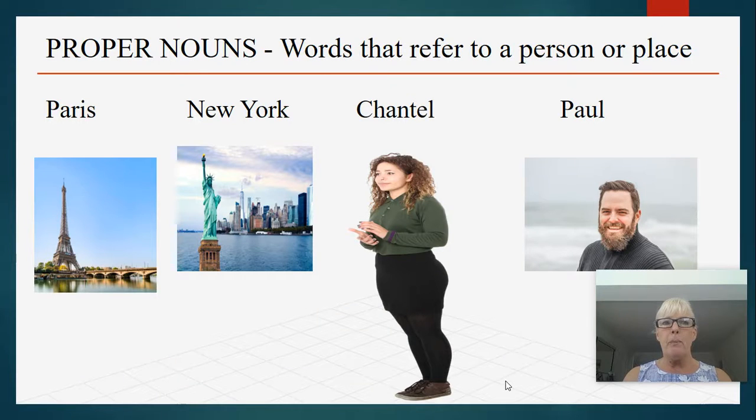And then we have proper nouns. They are words that refer to a person or a place, names of people. Here we have Paul, there's a Chantal there as well, or places like Paris, New York, America, or the place that you live in. They're called proper nouns. They normally have a capital letter.